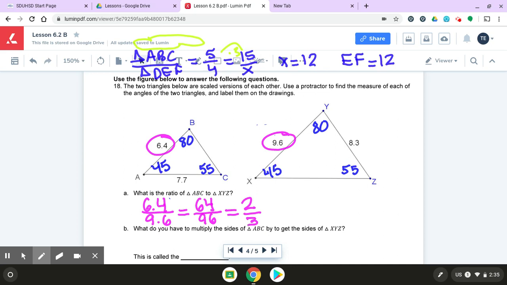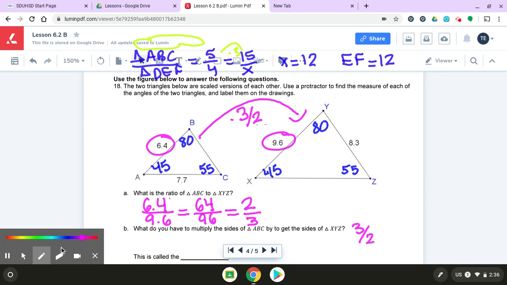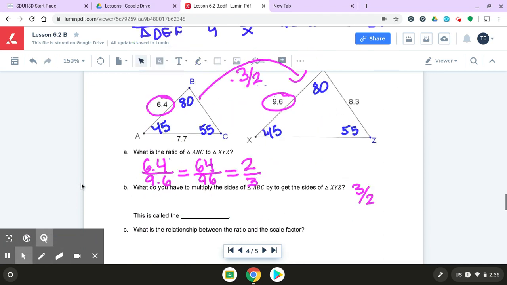What do you have to multiply the sides of ABC to get to XYZ? Well, here the answer is not 2/3 because I'm not trying to make it smaller. I'm trying to make it bigger. So if I was going from the small triangle to the big triangle, I have to multiply by 3/2. So my scale factor is 3/2. This is called the scale factor.